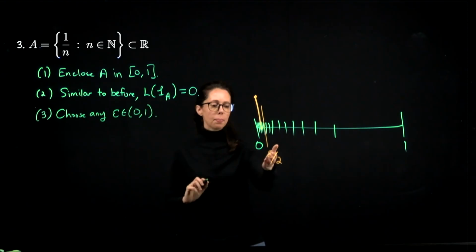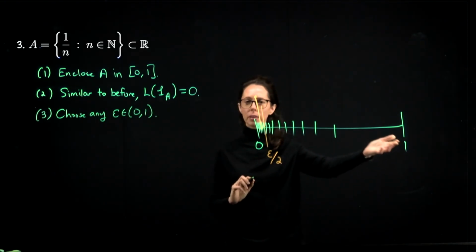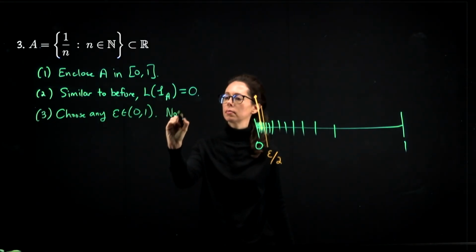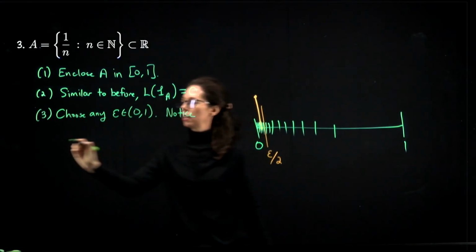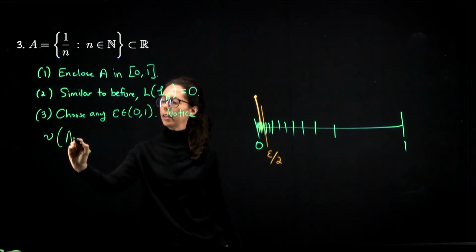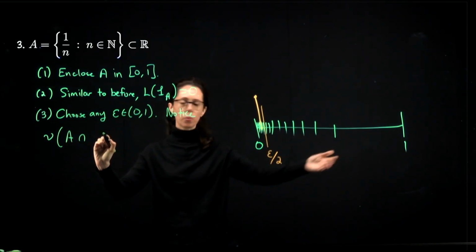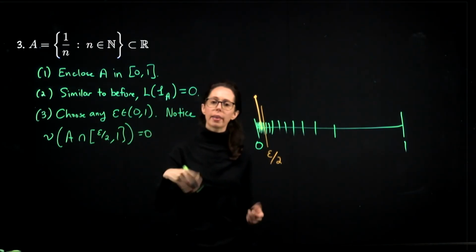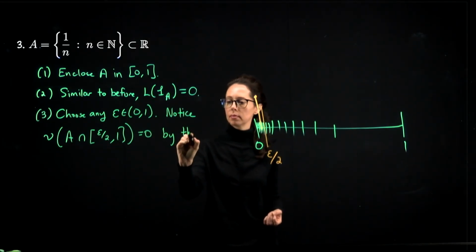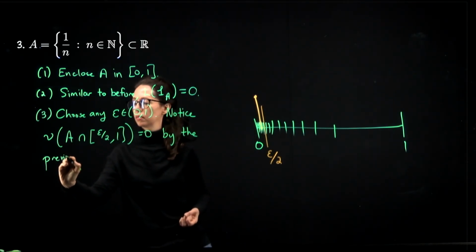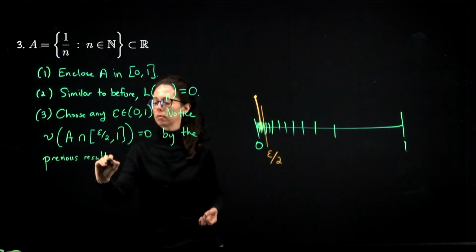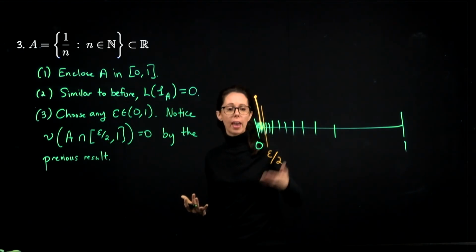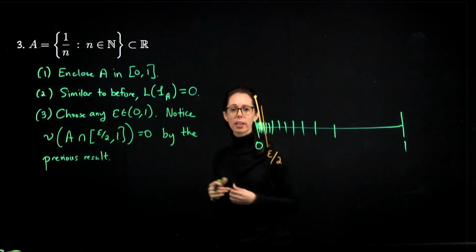On the domain from epsilon over 2 to 1, we have only finitely many points from A. What's a nice way to say that? Notice the volume of A intersect epsilon over 2 to 1 is 0 by the previous result. Therefore, the characteristic function of A on this domain is integrable. We know its integral is 0.